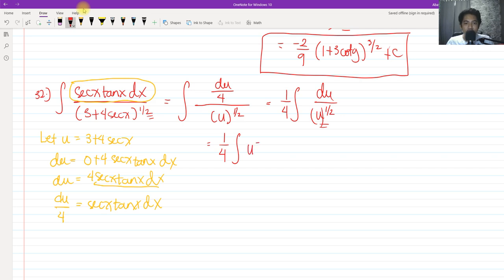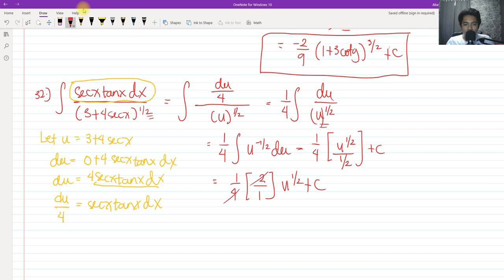So we have u raised to negative 1/2 du. And that is a power rule. So that would be 1/4 u raised to negative 1/2 plus 1 all over negative 1/2 plus 1. So negative 1/2 plus 1 would become positive 1/2, and this would be 1/2 also. Okay? So simplifying, we have 1/4 getting the reciprocal, 2 all over 1, u raised to 1/2 plus c.